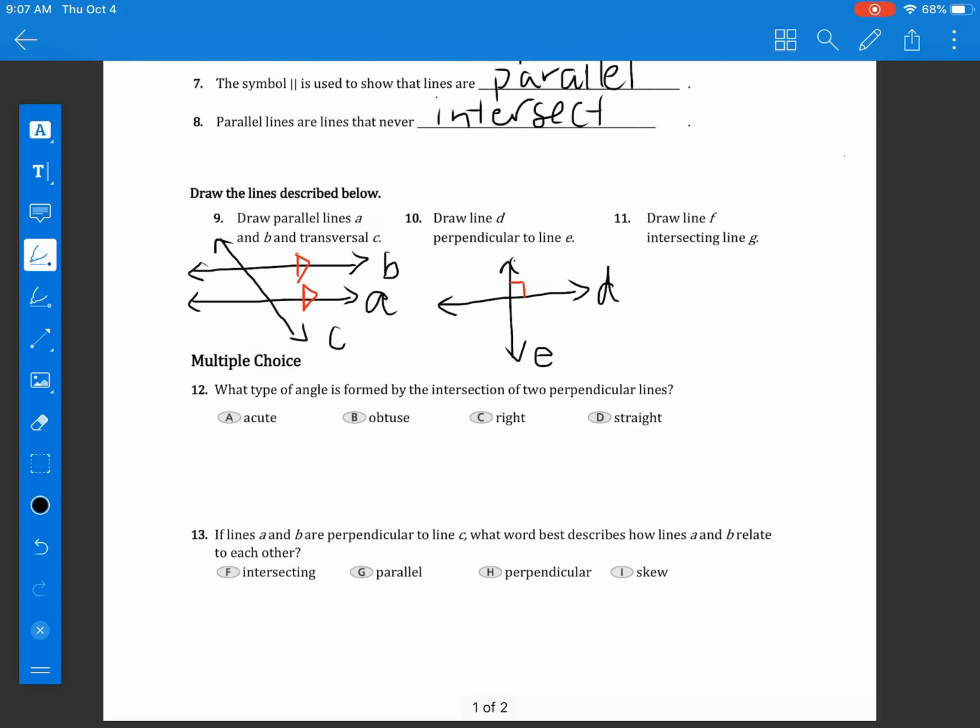So notice, in 9 I've added little triangles. Those show that A and B are parallel. In 10 I've added in a right angle so that it proves that it is perpendicular. For number 11 it says draw line F intersecting line G. This one is going to be very simple. We've seen this when we've worked with our vertical angles before. We just need them to cross at an intersection. The word intersecting is these points that are crossing. This is the intersection point.